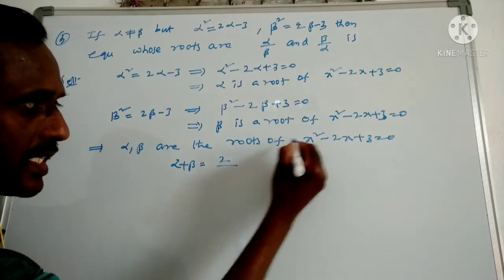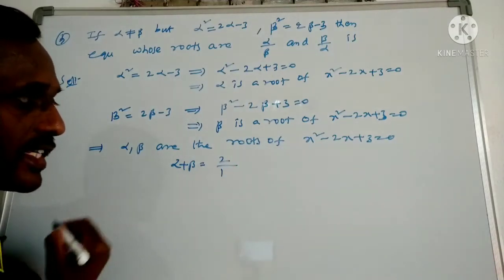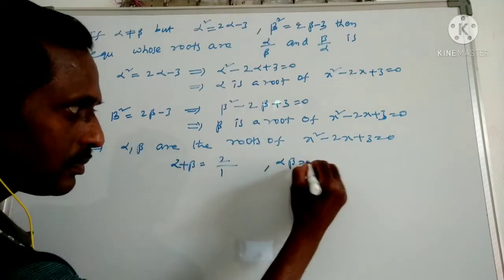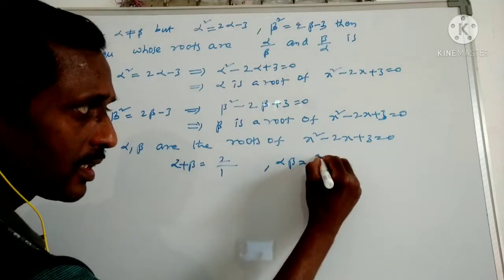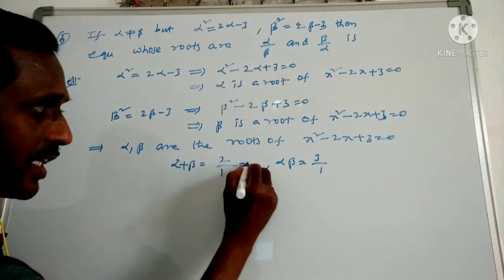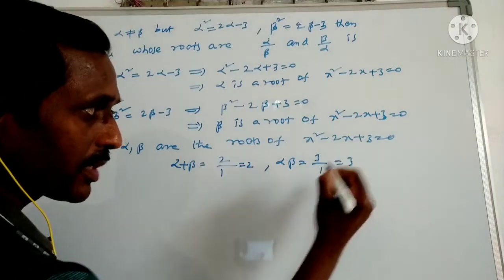Plus 2 by a is the value 1. So the sum of the values is 2. Then the product, what is it? c by a. What is the value of c here? 3. What is the value of a? 1. So finally, the sum of the values is 2 and the product of the values is 3.